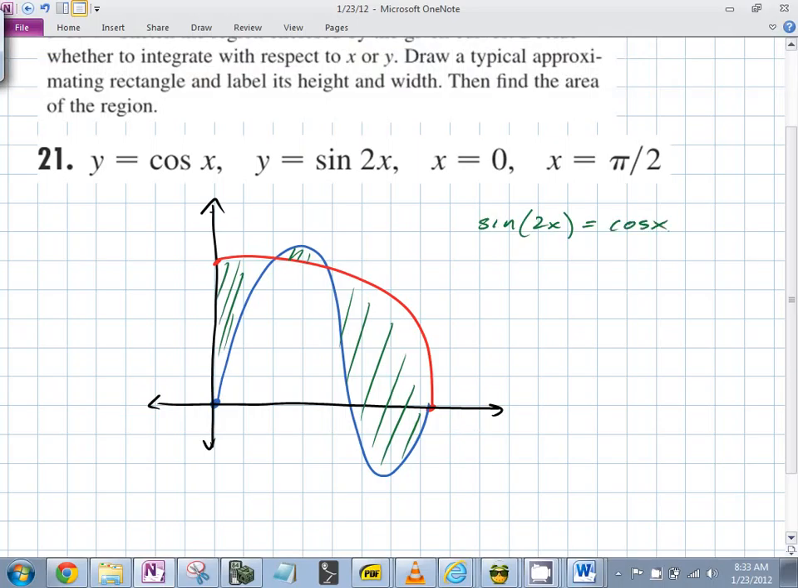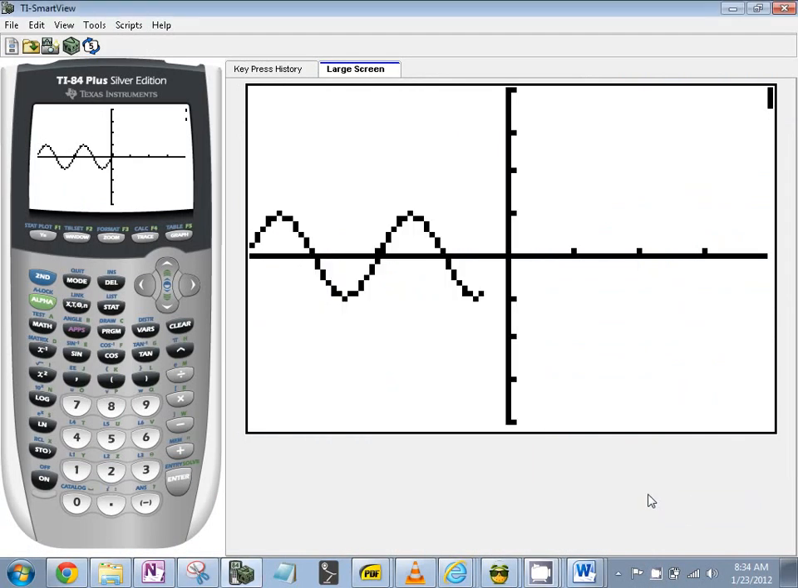Cosine x. Now, here's the thing. Can you solve that by hand? Not easily. What would you need to know? What would you need to remember if you were going to solve that by hand? Yes, how to expand sine of 2x. Very good. Do you generally know that stuff? You might. We could try. But at this point, what should you really just use right now? Calculator. Absolutely.